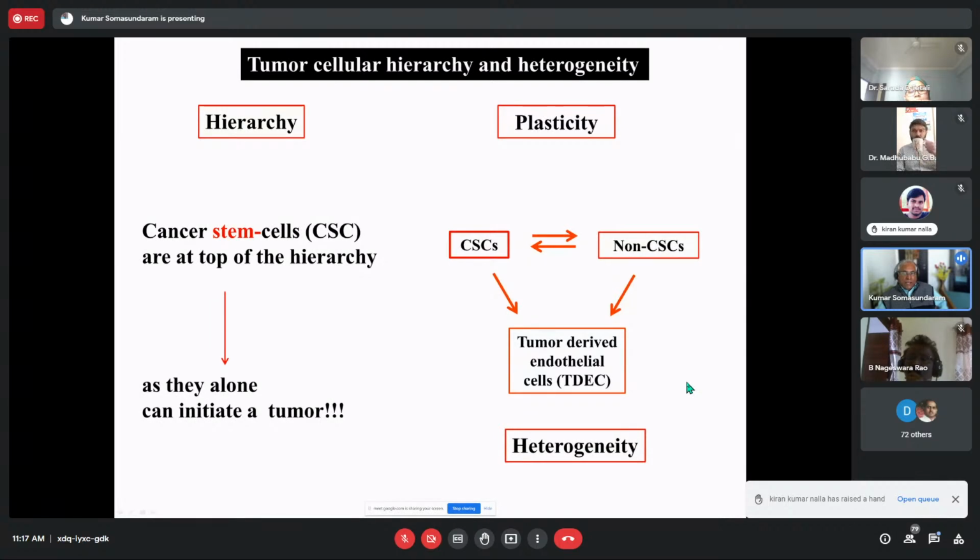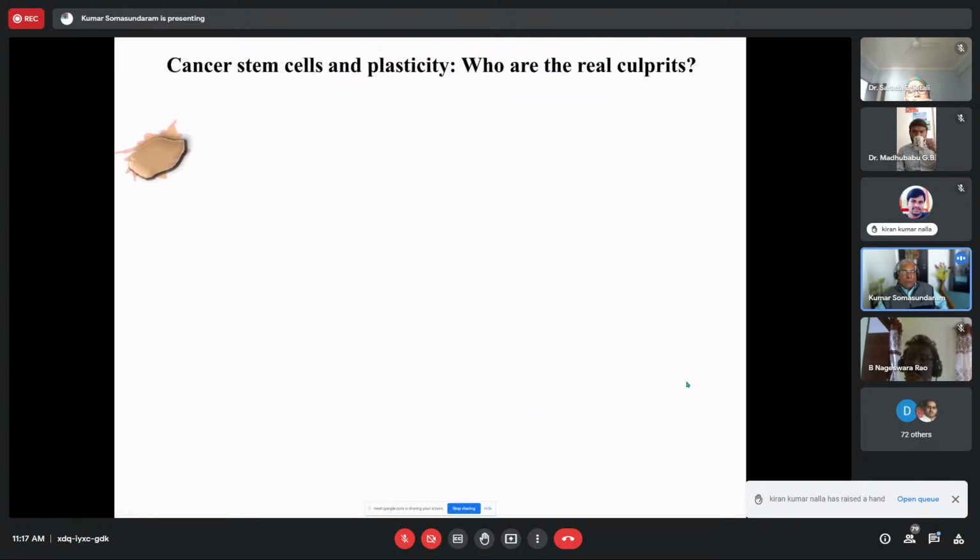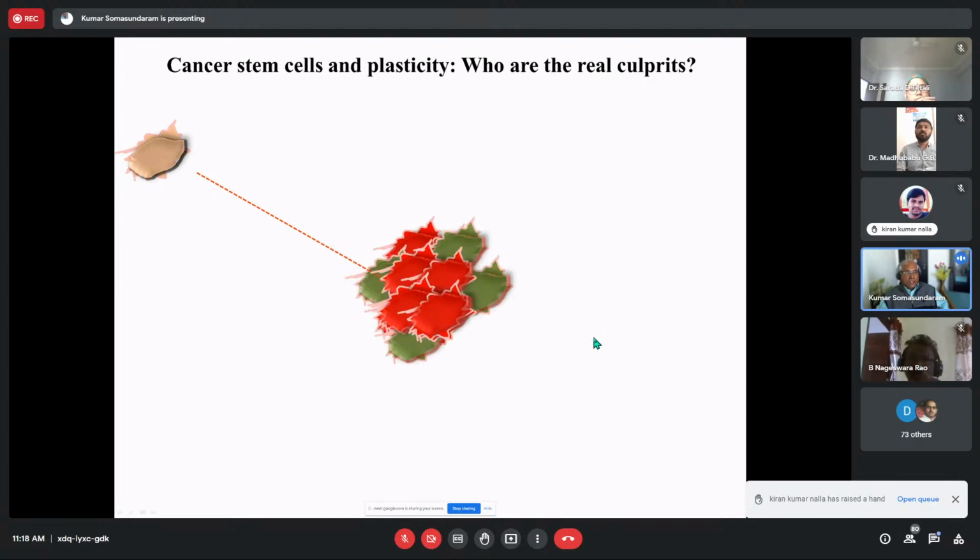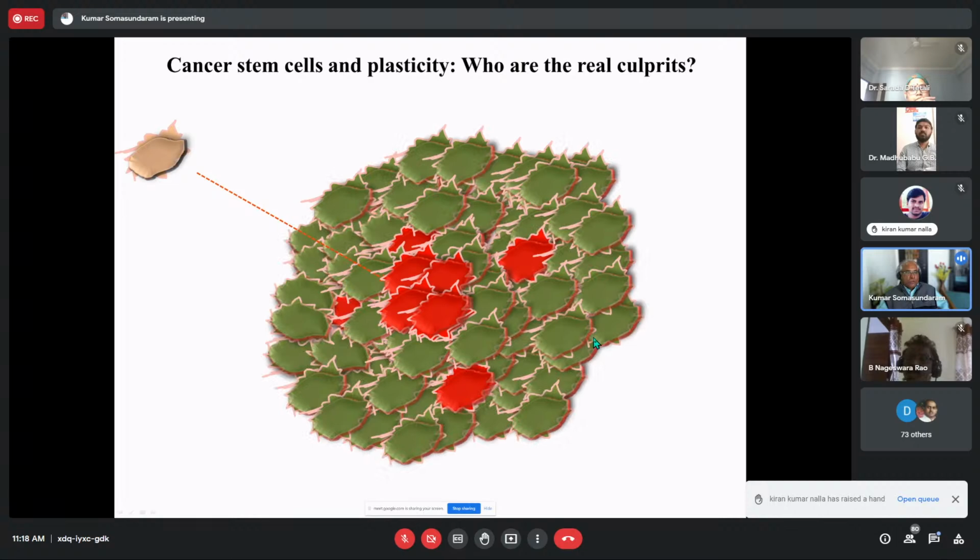So because of this, the title I put is cancer stem cells and the associated plasticity, which makes the tumor highly heterogenic, and who are the real culprits. So I would like to present some data generated from my lab to give a different view of looking at a tumor. Okay, for example, if you have a normal stem cell which undergoes mutation to create a cancer stem cell which divides, and then also differentiates to form the tumor. I showed you a few slides ago.